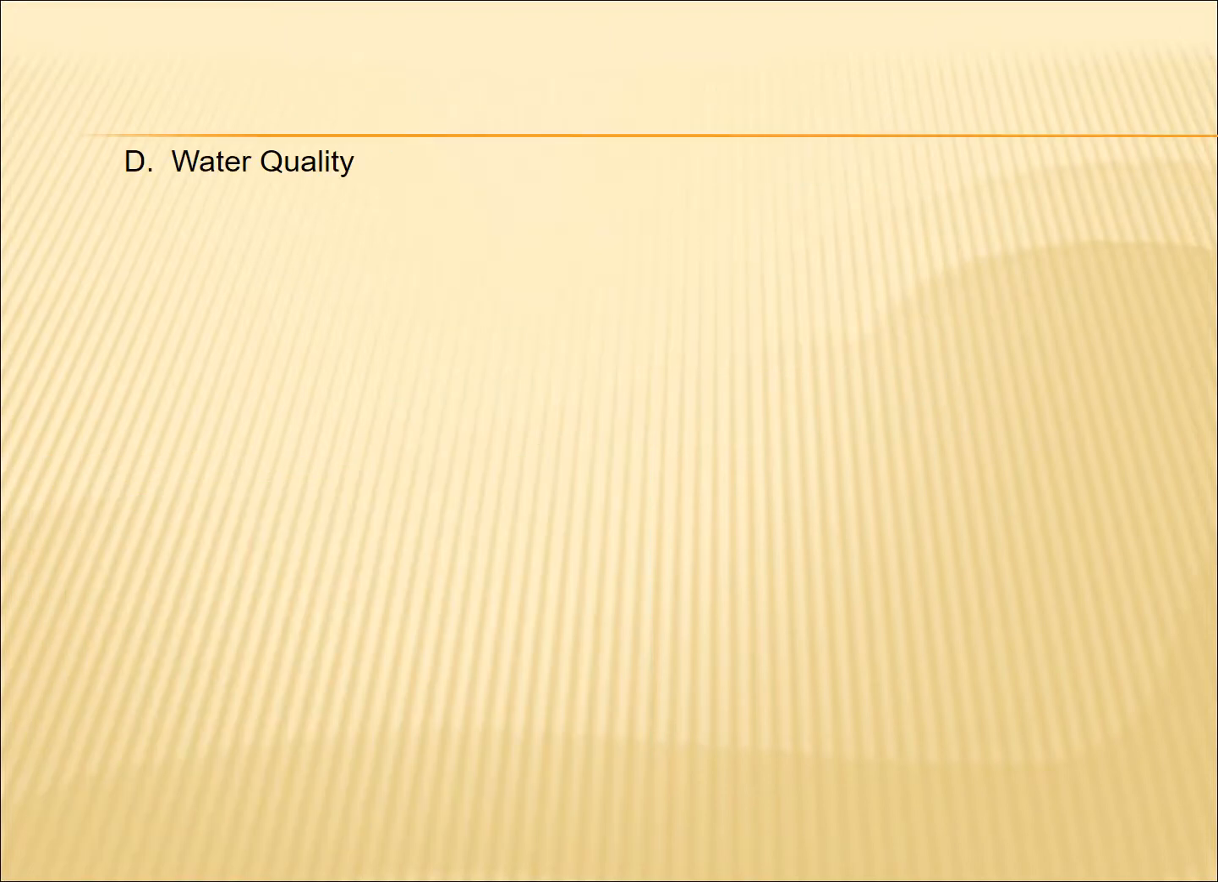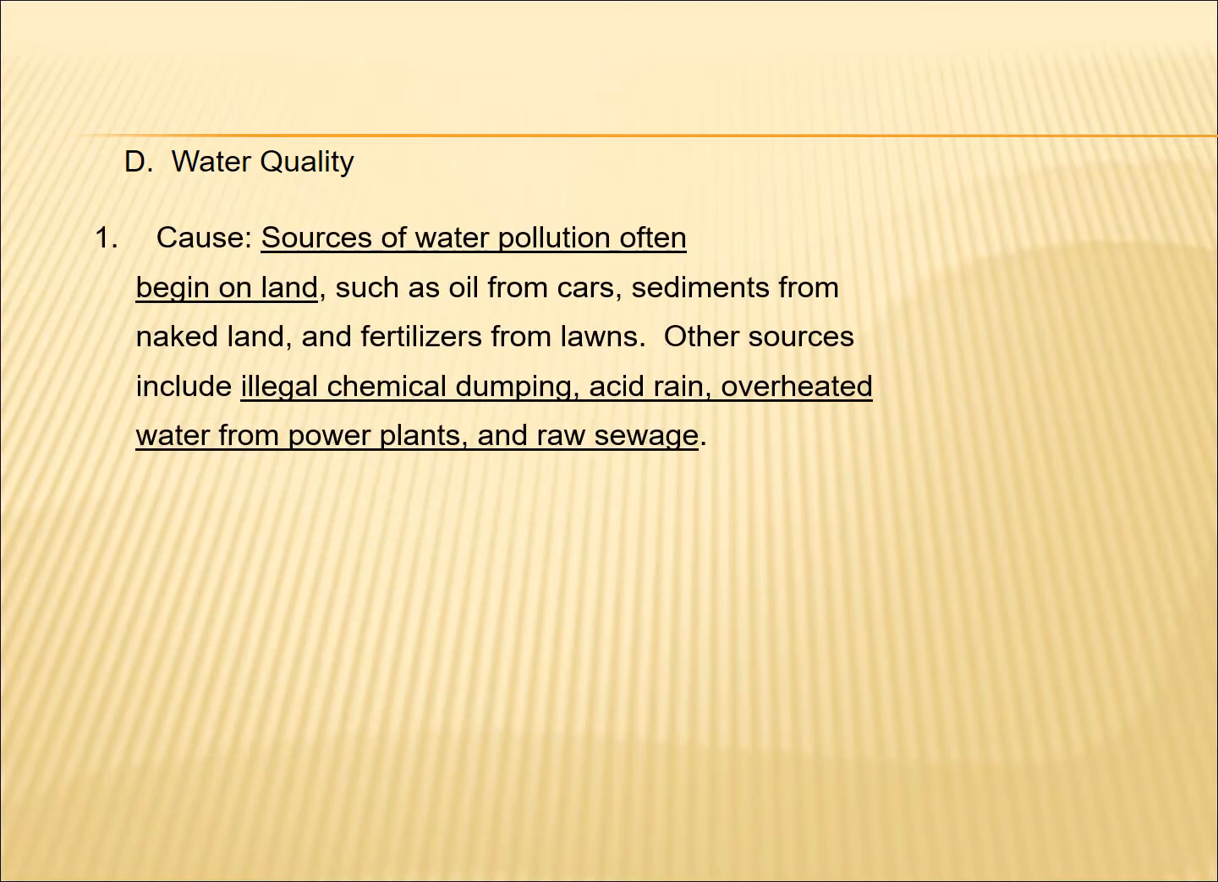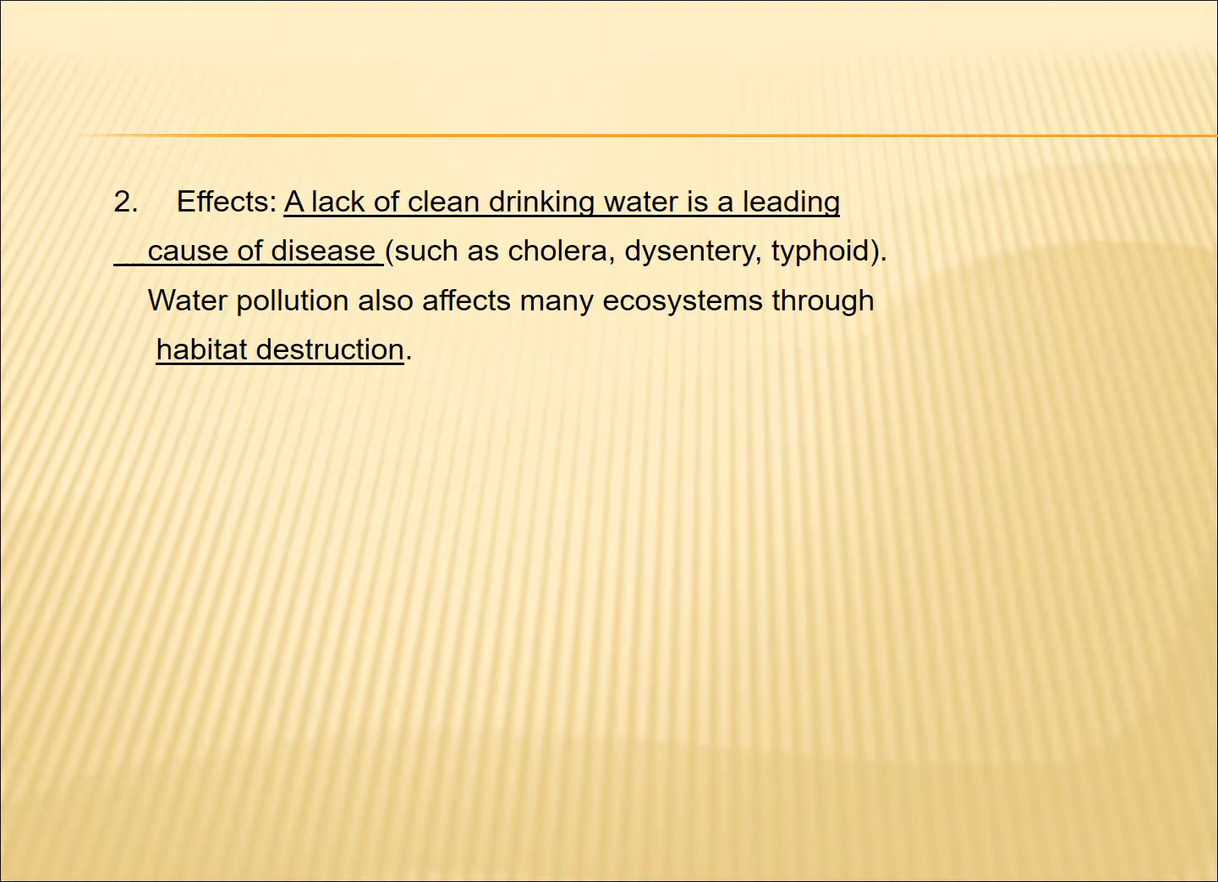All right, let's look at water quality and water pollution. The cause often begins on land. It's oil from cars, sediments from naked land. That means if you don't have grass or something planted, the soil and other sediments will run off. And also fertilizers from lawns. Other sources include illegal chemical dumping, acid rain, overheated water from power plants, raw sewage. All of those things are causing water quality issues.